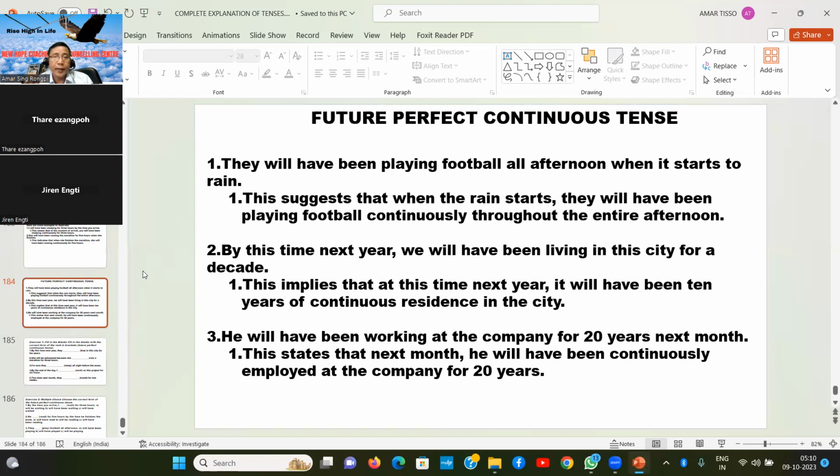Future perfect continuous. You will have been taking the clothes inside. When the rain starts, you will have been taking the clothes inside. When the rain starts, so future perfect continuous use. When the rain starts, you will have been taking all the clothes inside.